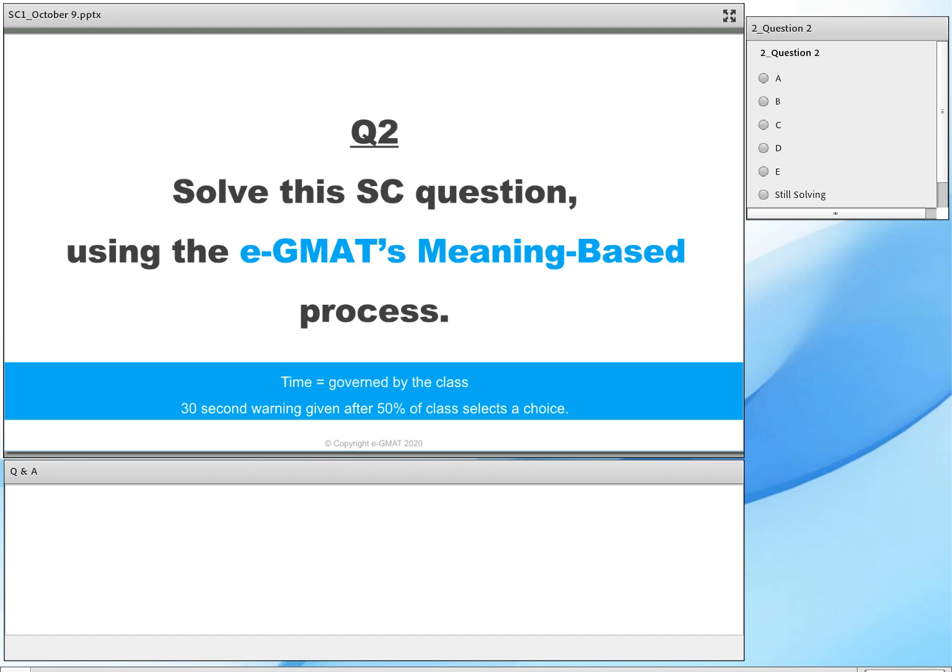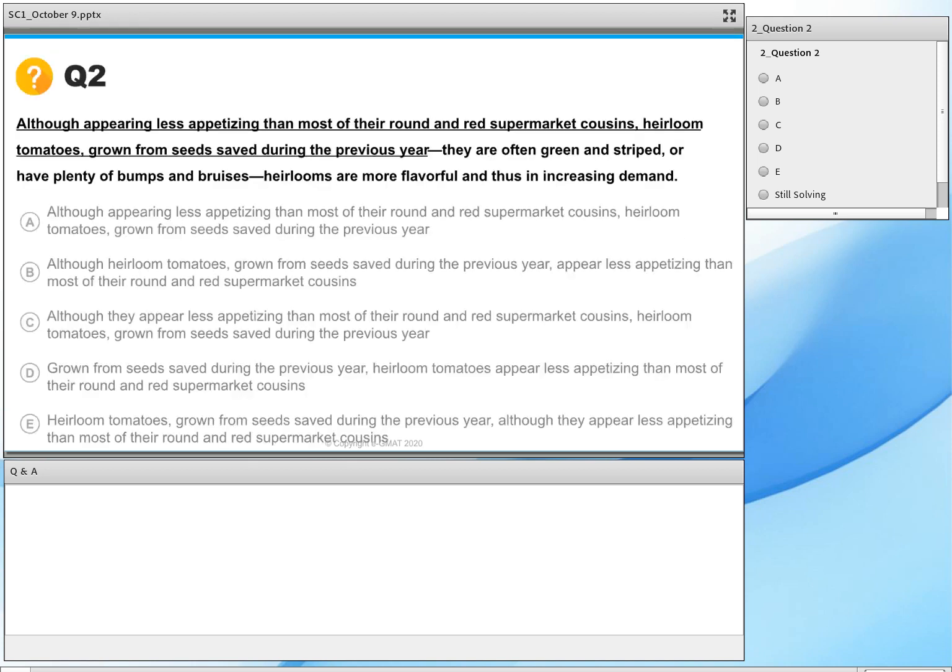I'm trying to get that number to 100. If you cooperate, I just need 5 more people to click on still solving. There we go. Here I show you question number 2 and your poll is ready. All the best. Meaning-based approach. Look at the meaning.